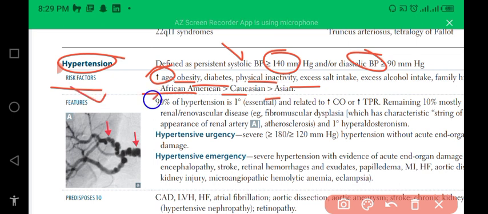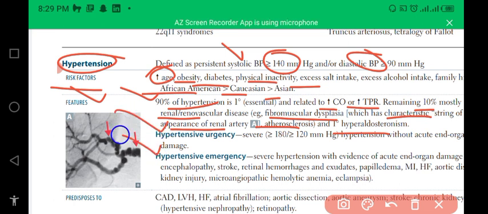Clinical features: 90% of hypertension is primary and related to increased cardiac output and increased TPR, the total peripheral resistance. Mostly in 10% of the population, renal and renovascular disease, fibromuscular dysplasia with a string of beads appearance, atherosclerosis, and primary hyperaldosteronism can cause hypertension.